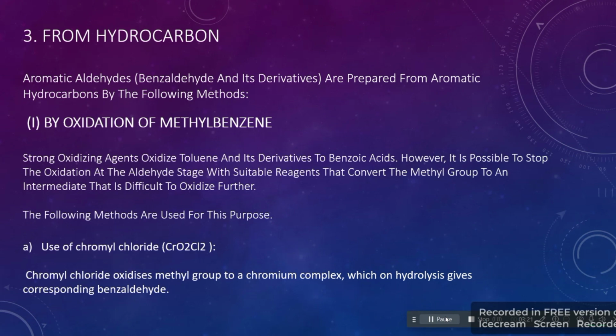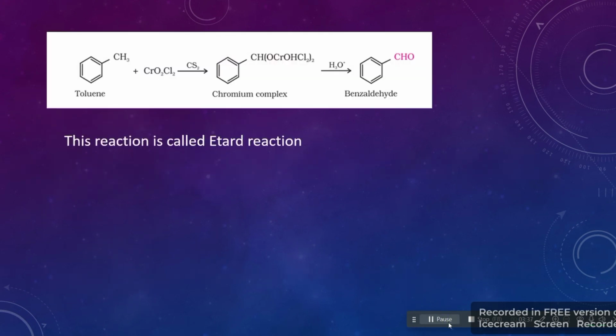Here are the following methods. First is use of chromyl chloride. Chromyl chloride oxidizes the methyl group to a chromium complex, which on hydrolysis gives the corresponding benzaldehyde. So here is the reaction. Toluene is reacted with chromyl chloride and gives us the chromium complex. On hydrolysis, it gives benzaldehyde. This reaction is called the Etard reaction.